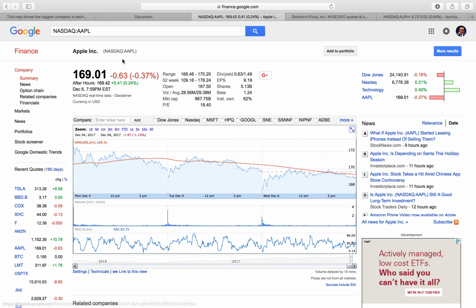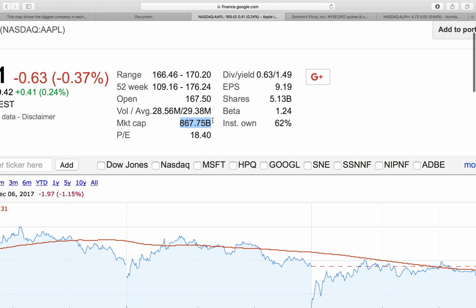Now, if you look at Apple here on Google Finance, it should be pretty close. We're looking at shares, 5.13 billion. They're very close. Times 169 will give you a market cap of 867 billion. So many people have speculated that Apple will be the first trillion-dollar company. And I think it probably will be.